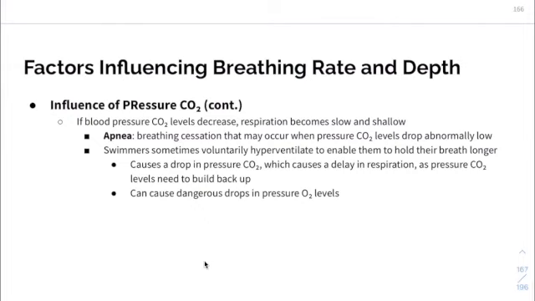What if our carbon dioxide levels get too low? That's when we start breathing slow and shallow. We don't need a lot of oxygen. Our system still needs to have some carbon dioxide in it. So apnea, that's where breathing stops because carbon dioxide levels drop too low.